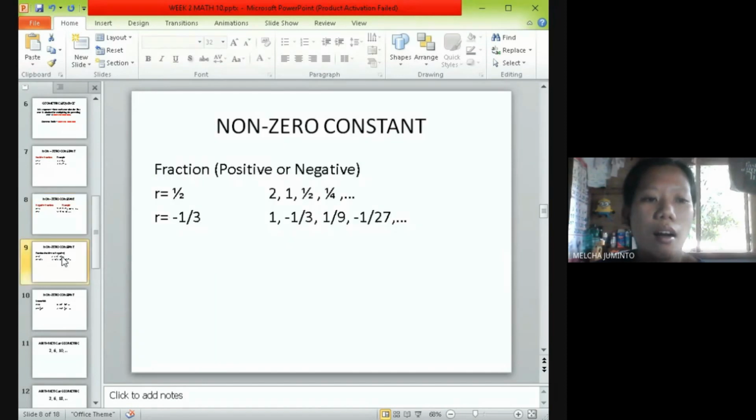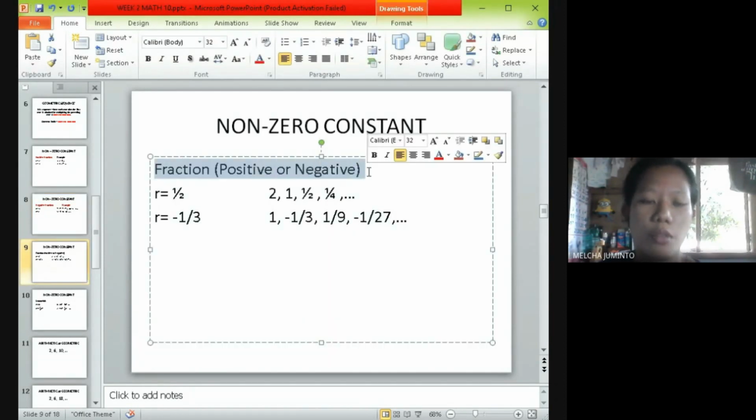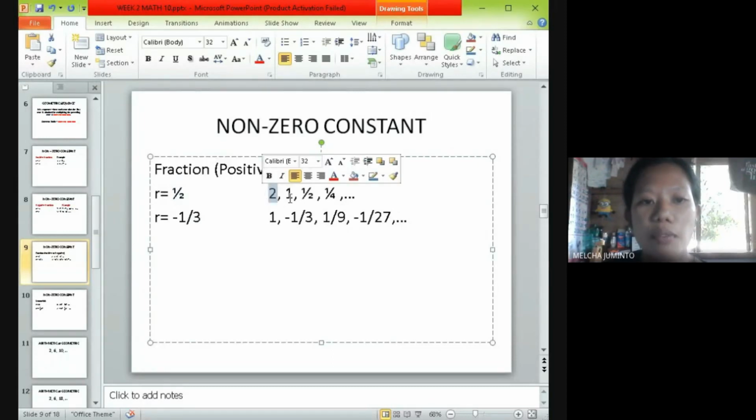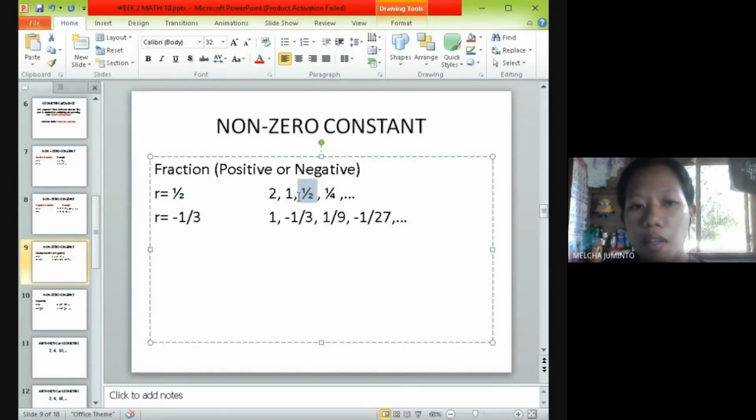Third case, r can be a fraction. So, fraction is also a non-zero constant. So this is the third case, fraction. Say, for example, r is 1/2. The first term is 2. 2 times 1/2 equals 1. 1 times 1/2, 1/2. 1/2 times 1/2, 1/4, and so on. It can also be a negative fraction, like for example, negative 1/3. 1 is the first term times negative 1/3 equals negative 1/3. Negative 1/3 times negative 1/3 is positive 1/9. 1/9 times negative 1/3 is negative 1/27.